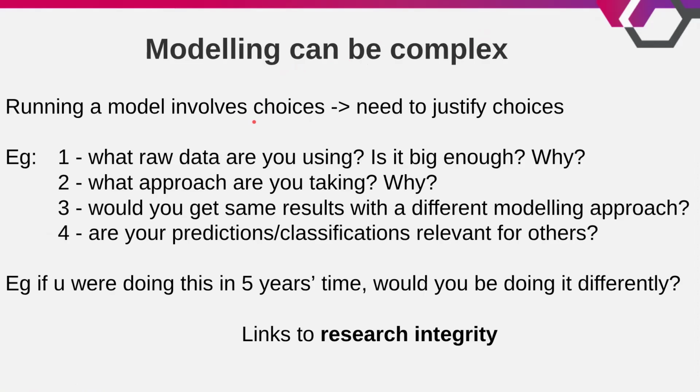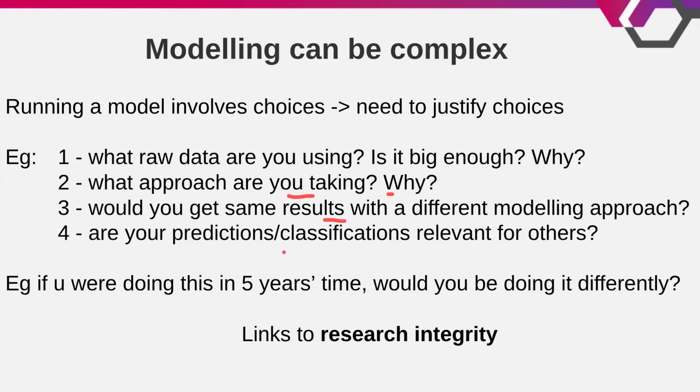So let's first think about the complexities of modeling. If we're thinking about model selection and running a model and optimizing it, there's a lot of choices and you need to justify them. And that's what we'll consider first in this course: what raw data are you using? Do you have enough data? Why are you using this data set? What approach are you taking in terms of your statistical modeling? Why is that the best approach or the one that's most commonly used? Would you get the same results with a different model?